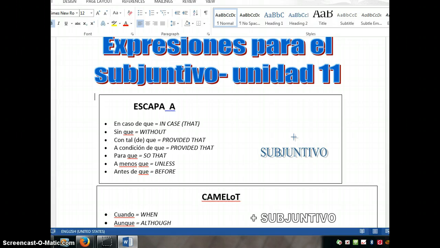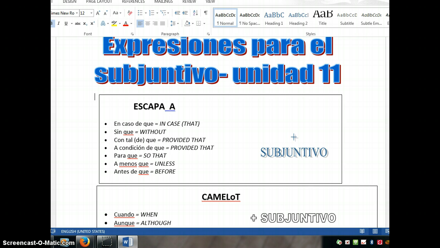Just keep in mind that with sin que, para que, and antes de que, if we do not have a change in subject, we would not use the que, and we would therefore use the infinitive. So for example, I am going to Spain in order to learn Spanish. My subject has not changed. So we would say, voy a España para aprender español.